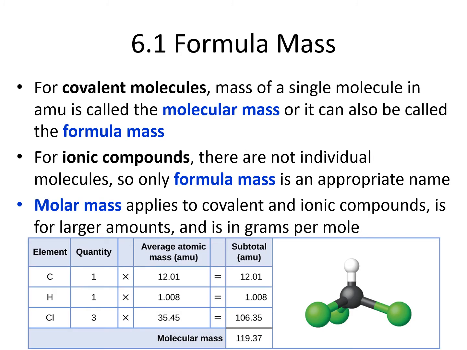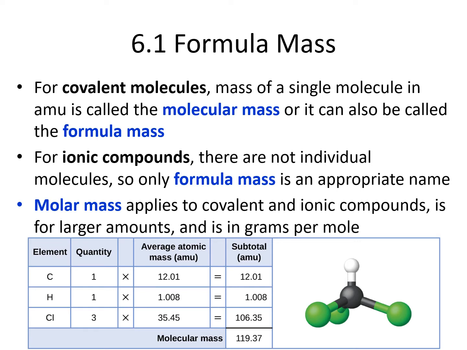In Chapter 2, we talked about molar mass. Now I'd like to describe a few related concepts. For covalent molecules, we can use either the term molecular mass or formula mass. And these both would describe the mass of a single molecule, and the units on that would be atomic mass units, or AMU. Molecular mass specifically refers to molecules, and formula mass would be the mass based on the chemical formula.